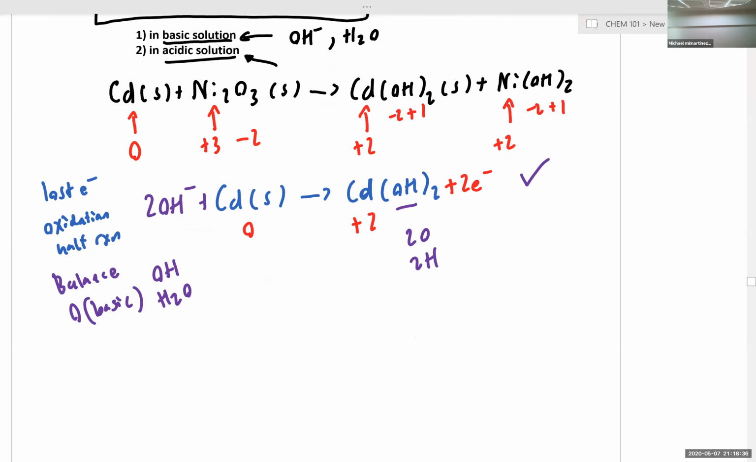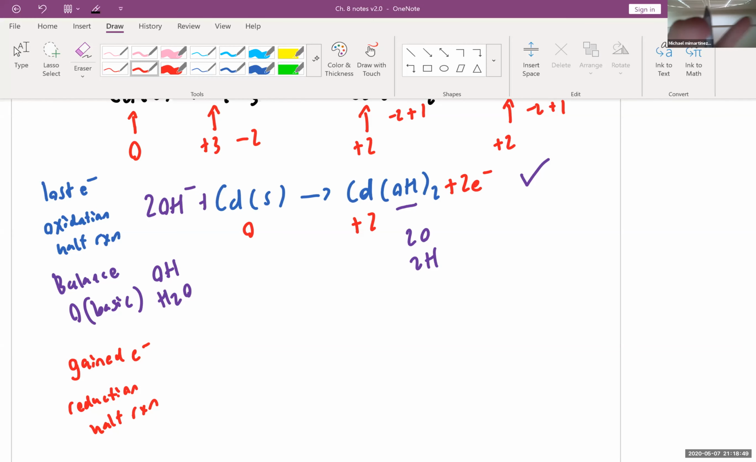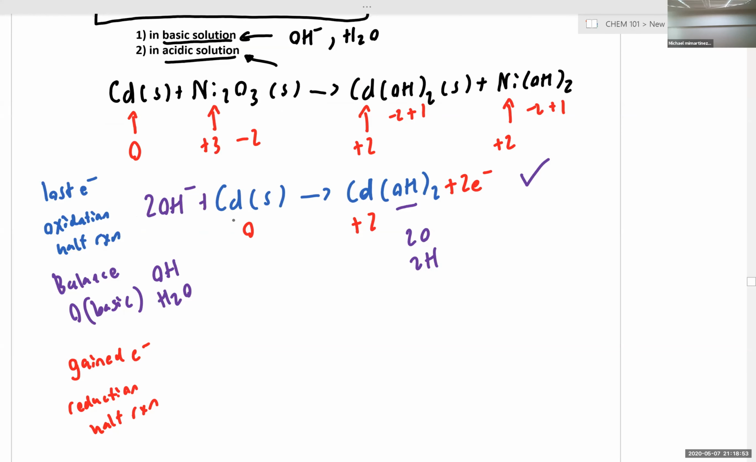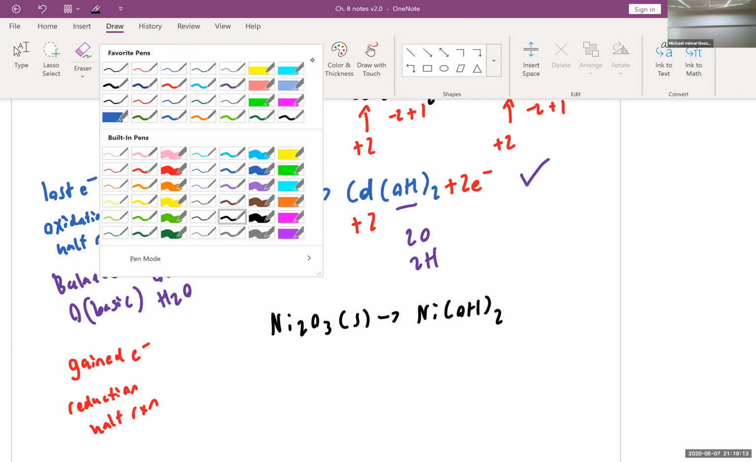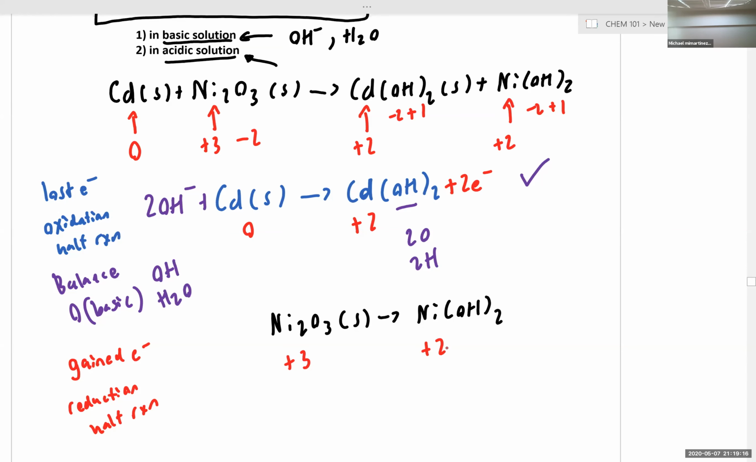So let's look next at the species that gained electrons, and let's look at our reduction half-reaction. What atom gained electrons? Nickel. So we go from nickel 3 oxide to nickel hydroxide. Okay. Now, before we do anything, is this equation balanced? Do we have the same number of nickel atoms on each side? No, clearly not. Okay, perfect.